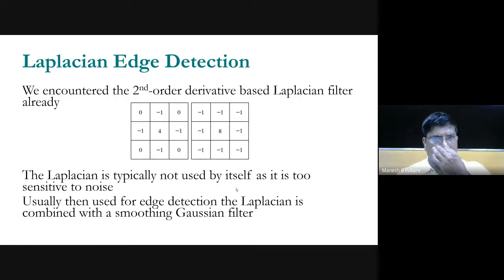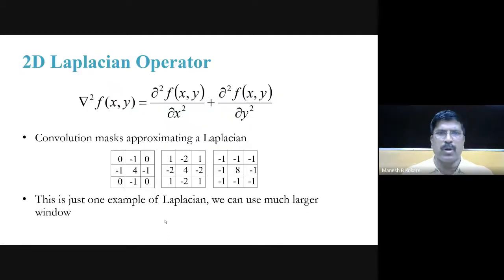And so this is the second order derivative, which is called the Laplacian filter. The Laplacian filter is typically not used by itself, as it is too sensitive to noise, and is usually then used for edge detection. The Laplacian is combined with a smoothing or Gaussian filter, so that is called the Laplacian of Gaussian. So your 2D operator, this Laplacian filter, is approximated like this, which we have considered as the first mask.